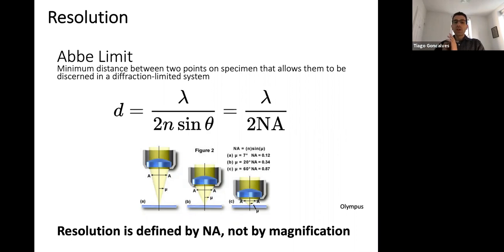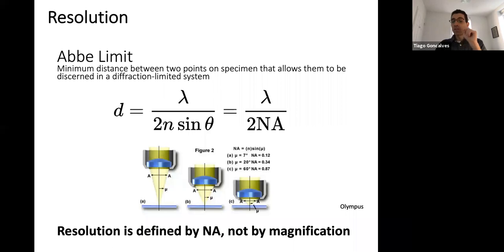lecture is that your magnification does not define how good your resolution is. Your numerical aperture is how good your resolution is, meaning you can have a 20x objective lens that is actually resolving smaller things than a 63x lens or a 40x lens. So your numerical aperture is what defines how good your objective is.